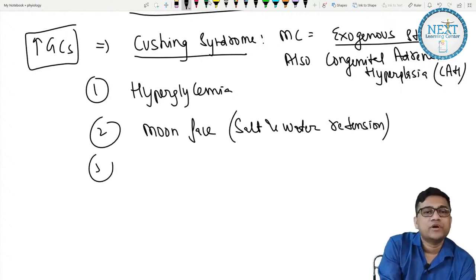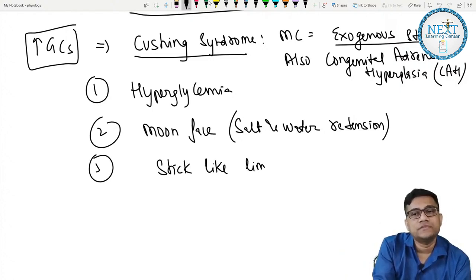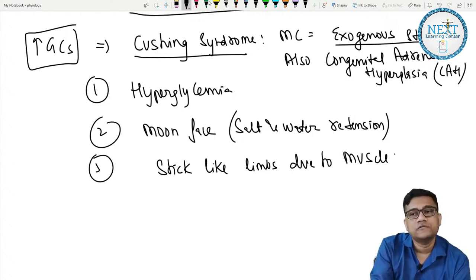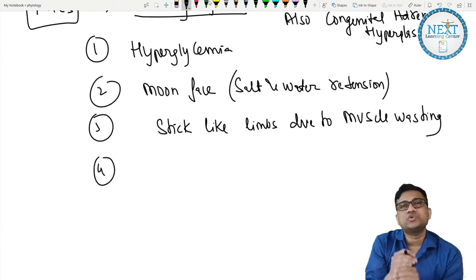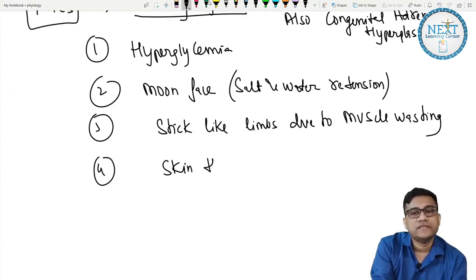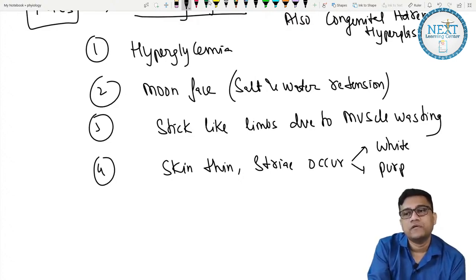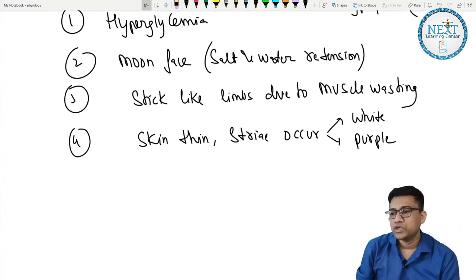Okay. Then because of muscle wasting, the limbs become very thin. So they become stick-like limbs due to muscle wasting. Then skin is so thin it easily stretches and bruises. So skin is very thin. Stria occur. Stria can be white or they can be red or purple. Okay. So stria.